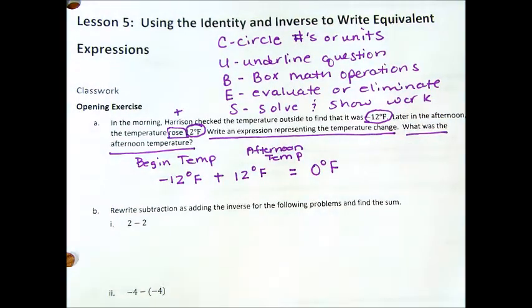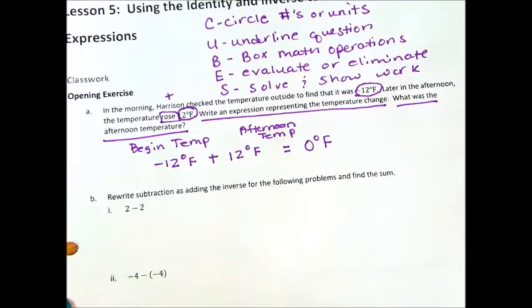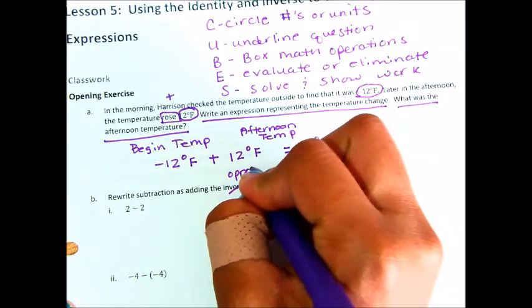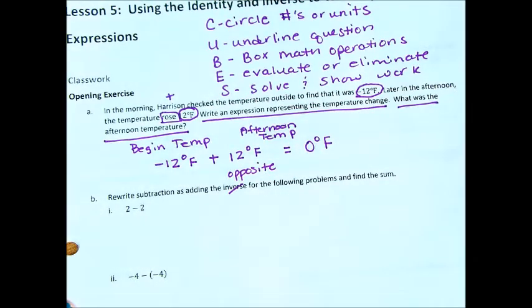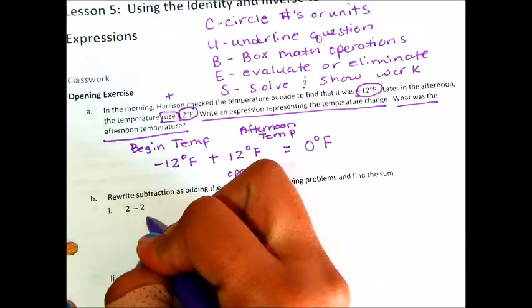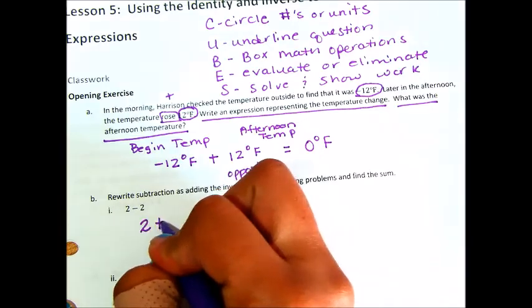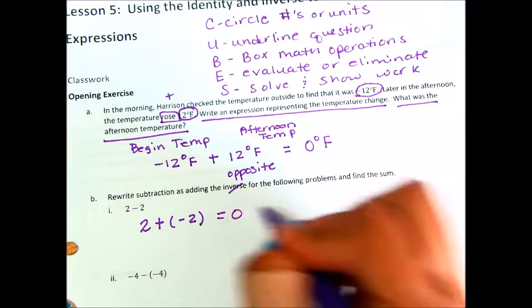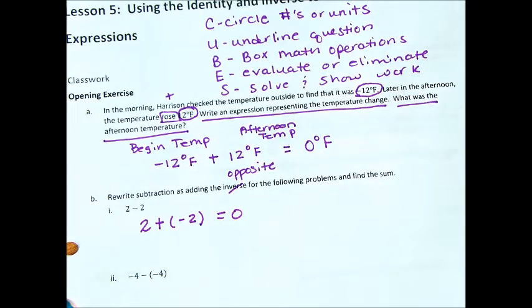Let's go to part B. Rewrite the subtraction as adding the inverse for the following problems and finding the sum. Remember, the word inverse means the opposite. So I want to rewrite each of these problems to show addition of each of the terms. I'll model one for you. If I see 2 minus 2, I know that that's the same thing as saying 2 plus a negative 2. And 2 plus negative 2 makes 0.